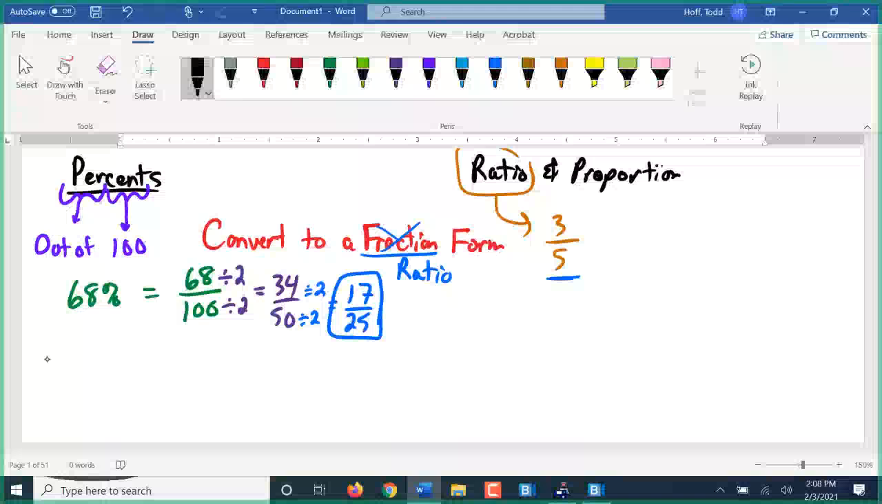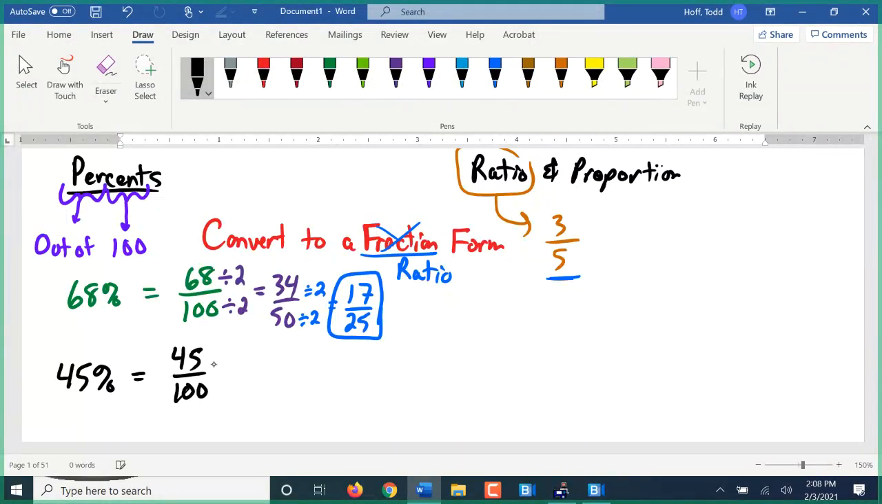If I have something like 45%, I want to convert that into fractional form. Well, percent means out of 100, so it's 45 out of 100. What am I going to do to that? Divide by 5. What will that give me? 9 over 20. Good. 45 divided by 5 is 9, 100 divided by 5 is 20. So 9 out of 20 is the fractional form of 45%.